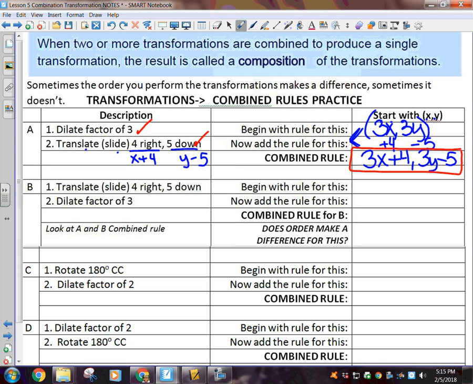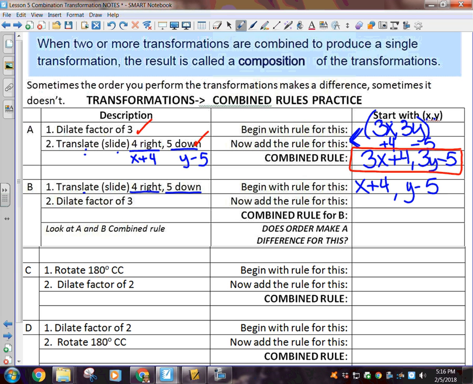Okay, let's see what happens when I do the rule in reverse. So the first thing I'm going to do this time is actually opposite of what I did in A. So we're going to translate right 5, or excuse me, right 4. So it would be x plus 4, comma, 5 down, that has to do with the y's, so it's y minus 5. So I'm actually doing in opposite order what I just did in part A.